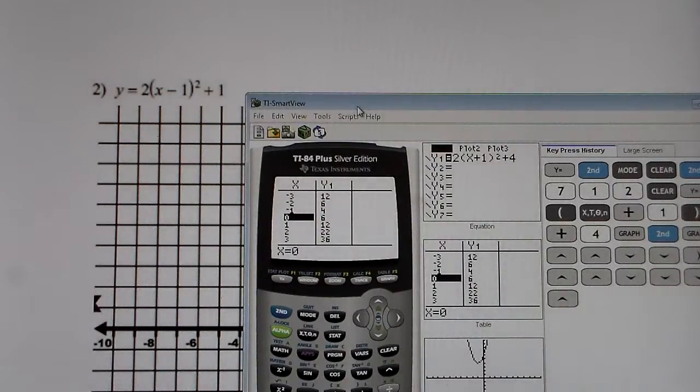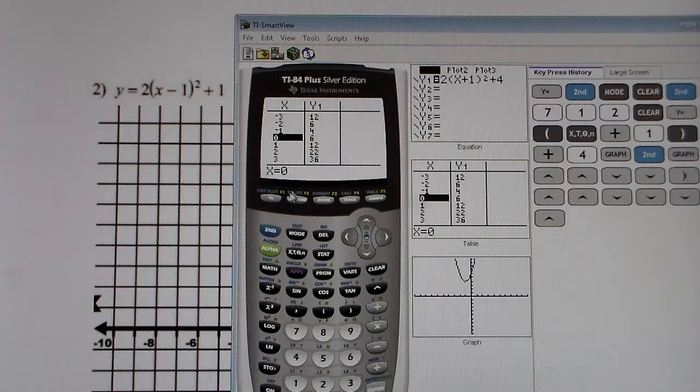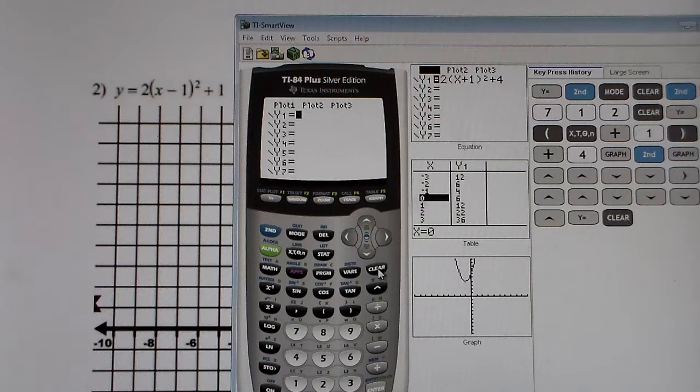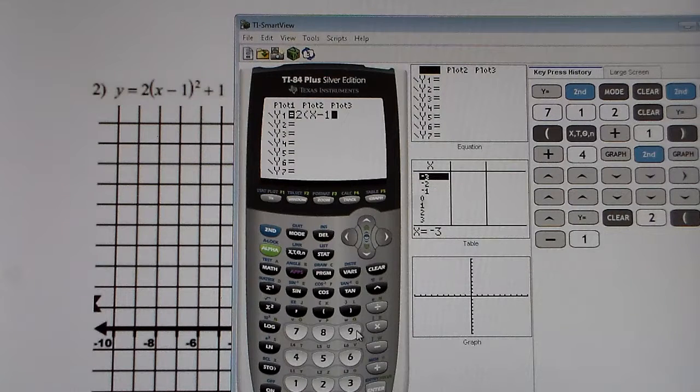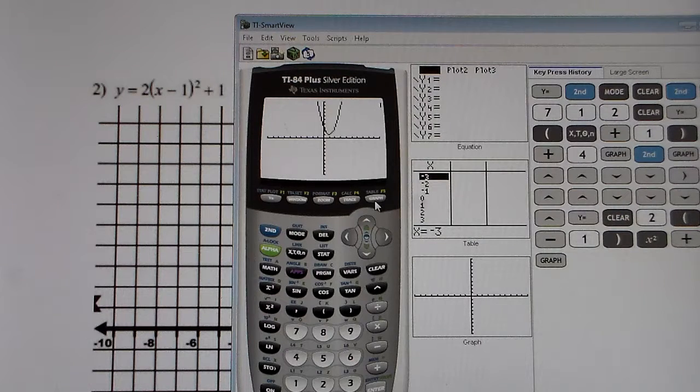So we take out our graphing calculator, we hit the y equals button, we clear it, then we're going to type in 2 parentheses x minus 1 close parentheses squared plus 1. We hit our graph button to see what it looks like on a 10 by 10 graph. So you could see that the vertex is in quadrant 1.